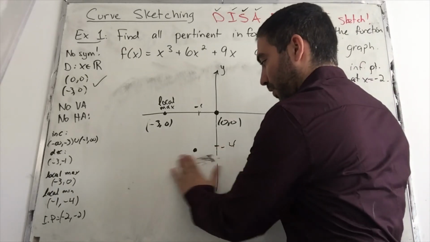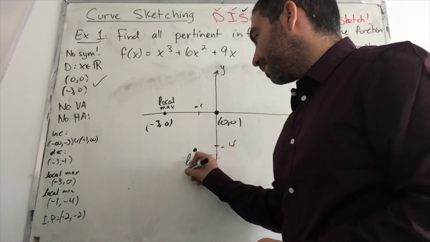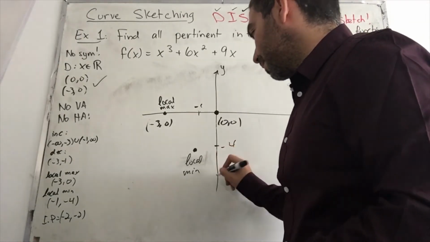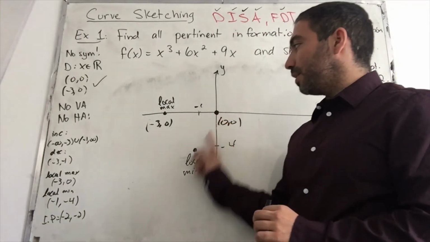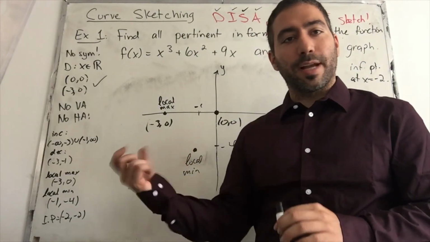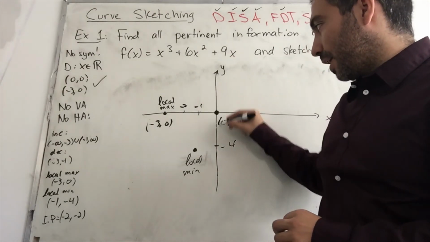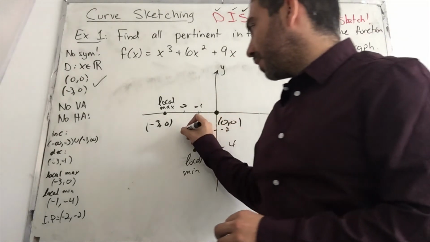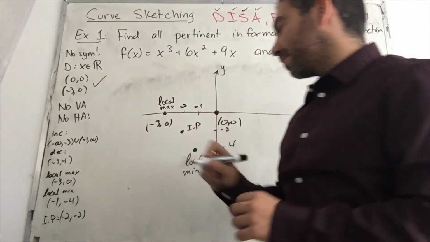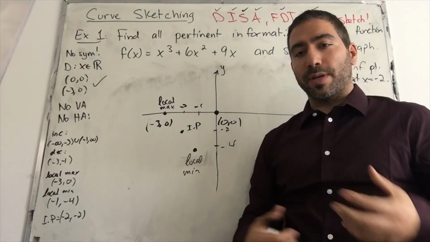Let's write local min. Okay, so we're going to pass through these points, certainly. And lastly, we have our inflection point, where the concavity changes. This occurs at negative 2, which would be around here, and negative 2, which would be about halfway here. So at this point here, this is the inflection point. I'll call it IP. And now with this information, we're ready to sketch.